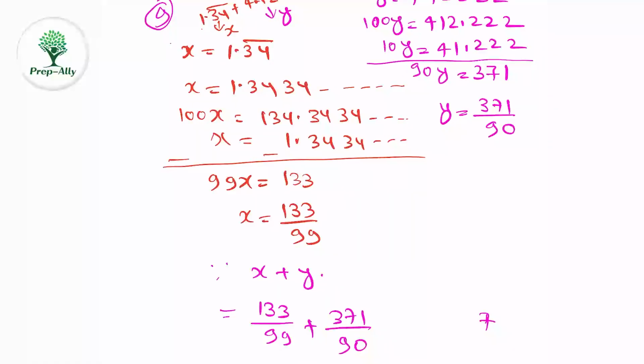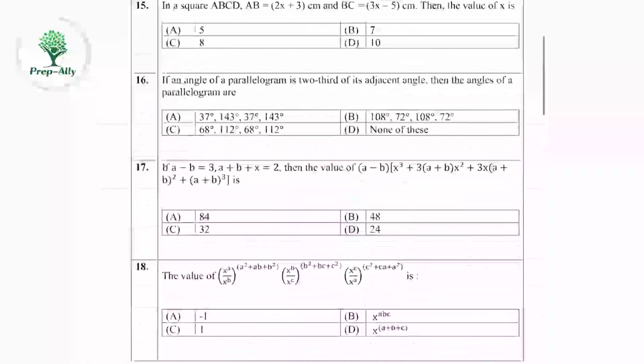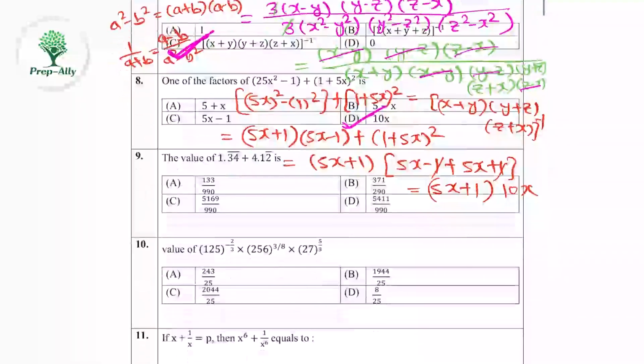So if we look over the options for the question number 9, you can check the option 5411 divided by 990. So option D is the correct one.